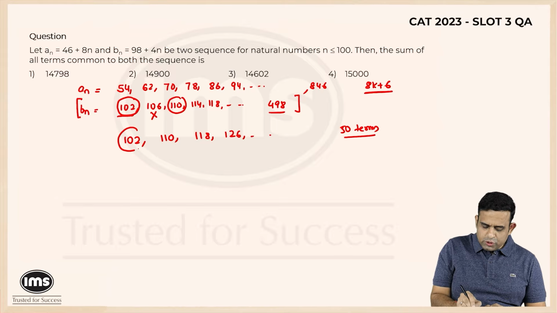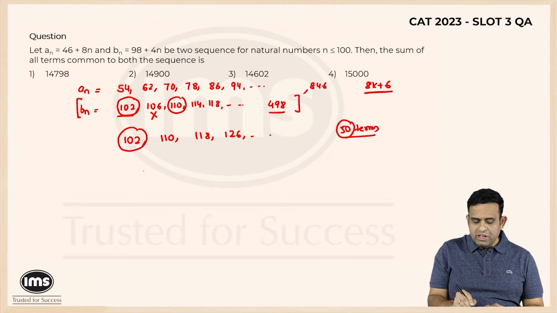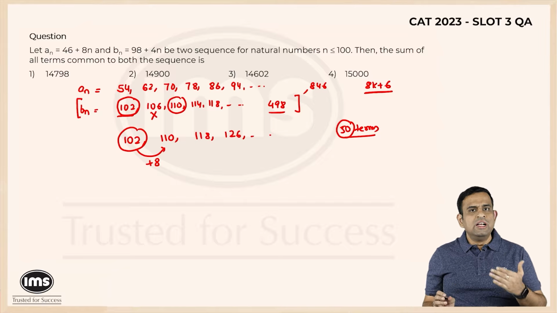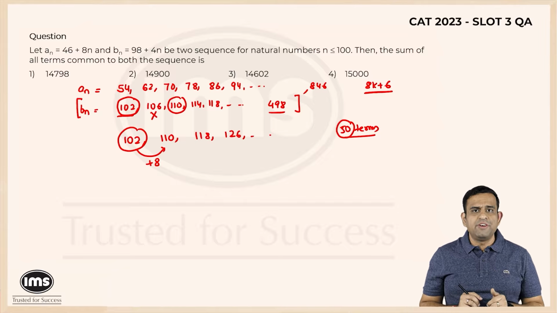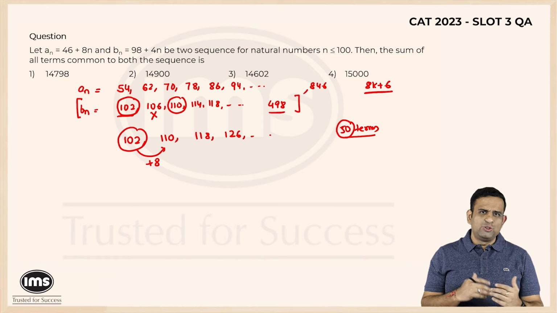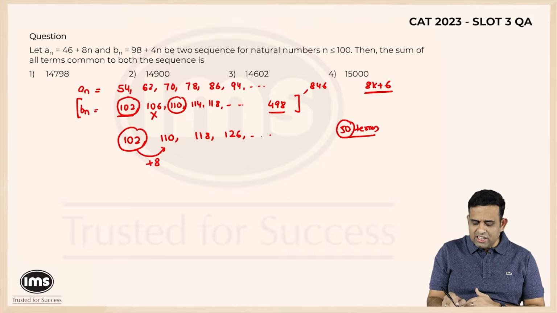So the first term is known, the number of terms is known, even the common difference is known to us. So we can use the formula. The sum of n terms of an AP is given by n by 2 into 2a plus n minus 1 into d. I can also, if I want to, find out the last term.